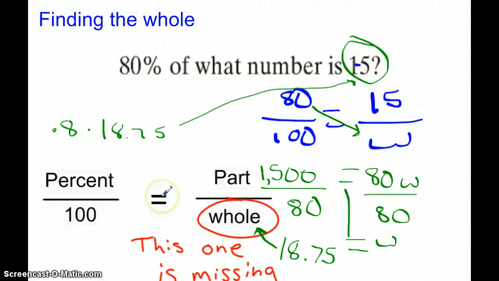So that is all for the notes. The 3 key points, very important: finding a percent, finding the part, or finding the whole. And so that is the rest of our notes.